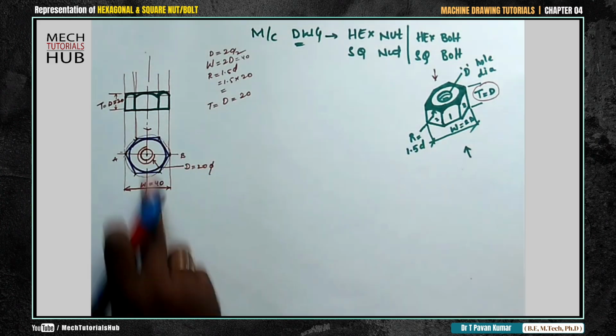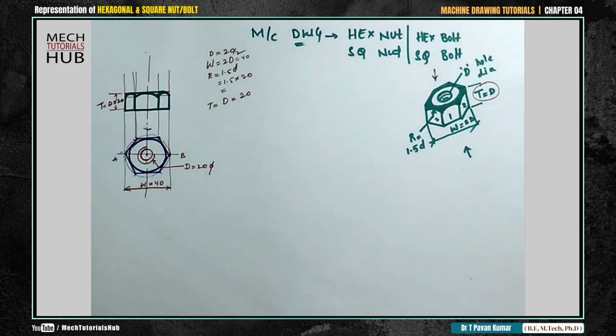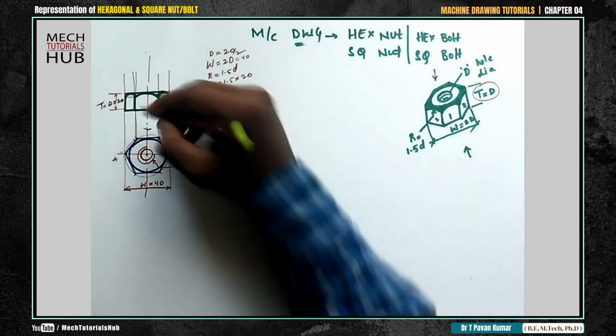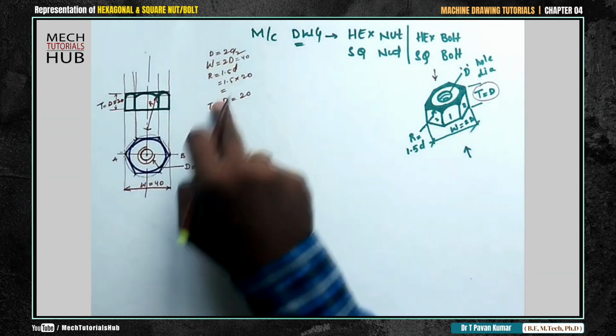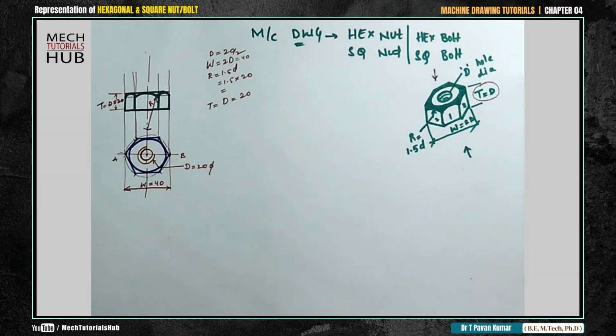This is about the top view and front view of a hexagonal nut. Similarly, you also need to place the radius. This radius is R. What is R? Here it is shown. Okay, they may ask you to draw the side view also.